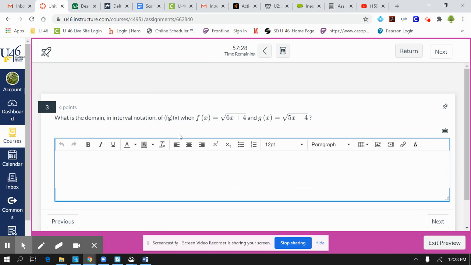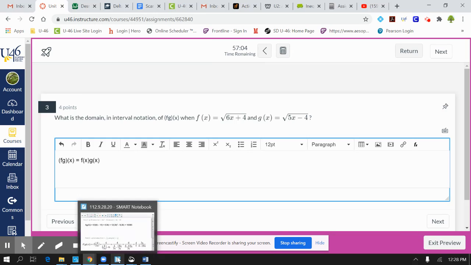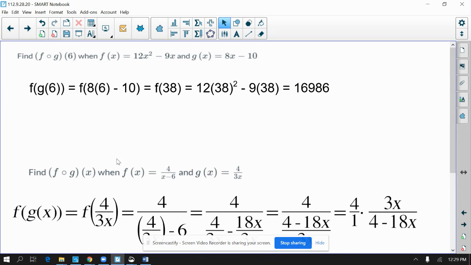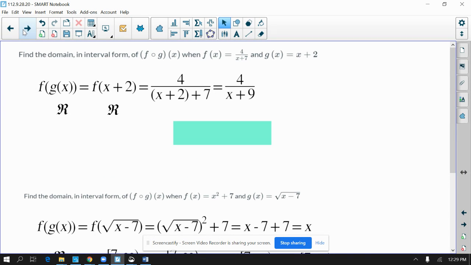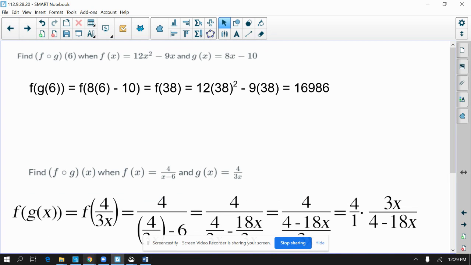Okay, what is the domain of this? F times g of this. So remember, f times g of x is the same thing as f of x times g of x. So the x is going into f and g. That means that your domain has to be acceptable to both f and g. So let's see if I did this one over here. No, I did not.